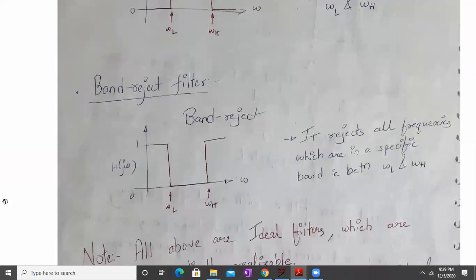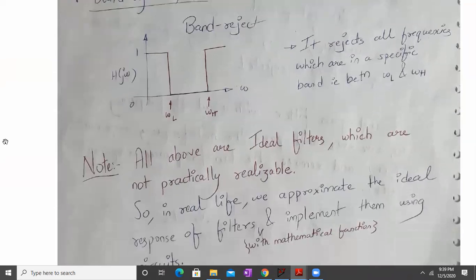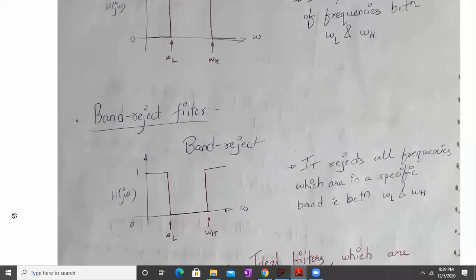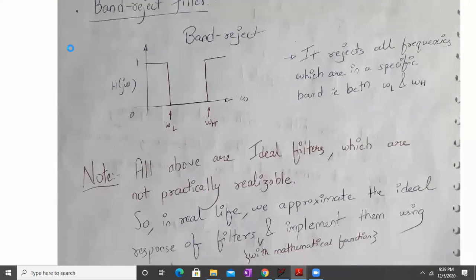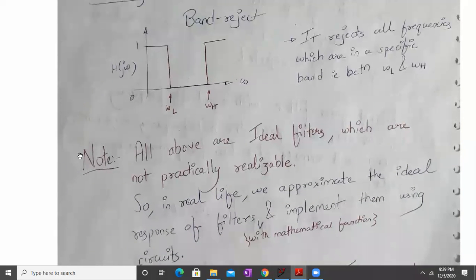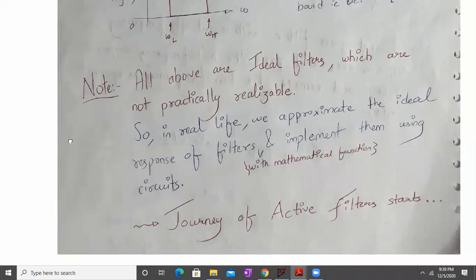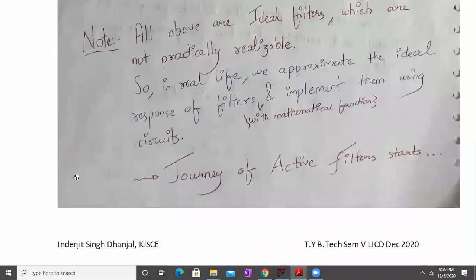Similarly, the band reject filter will be exactly reverse. It will reject the frequencies between omega L and omega H, whereas all the other frequencies will be passed. Now, these are all ideal frequency responses of the various filters. Again, I repeat, there are 4 types of filters: low pass filter, high pass filter, band pass filter, and band reject filter. All the above filters are ideal filters which are not practically realizable. In real life, we will approximate the ideal behavior of the filter with the help of mathematical functions, and implement them using circuits. So from now on, your journey of active filters starts.